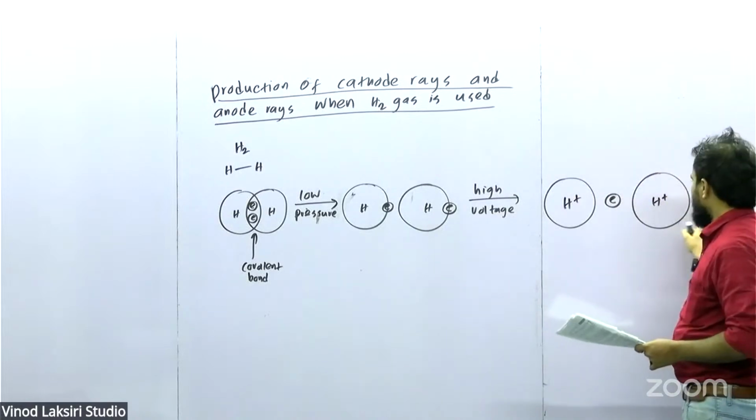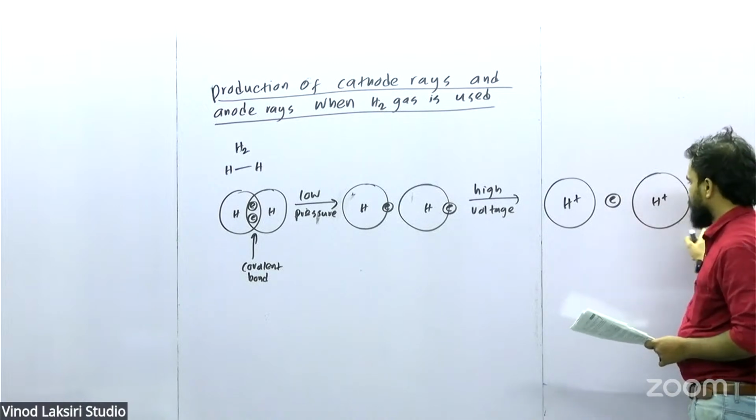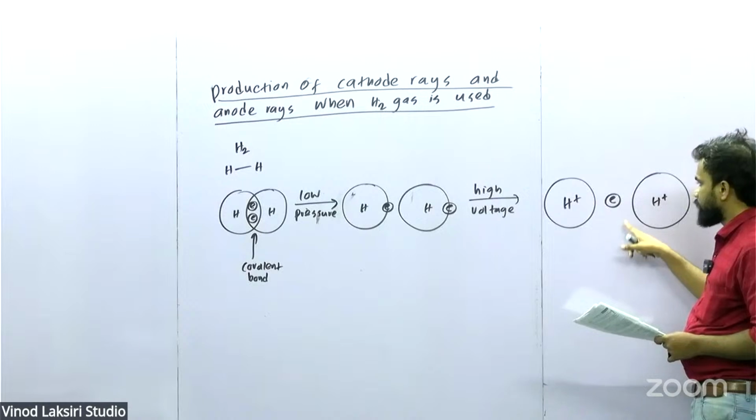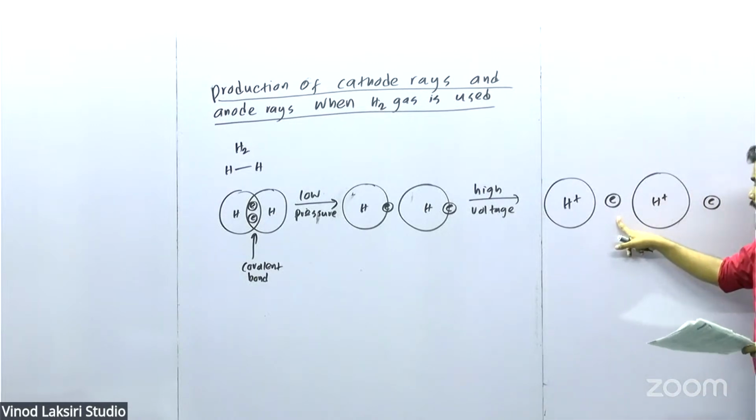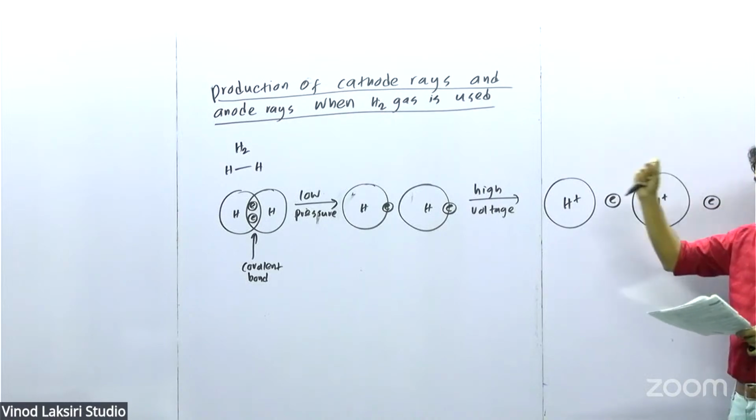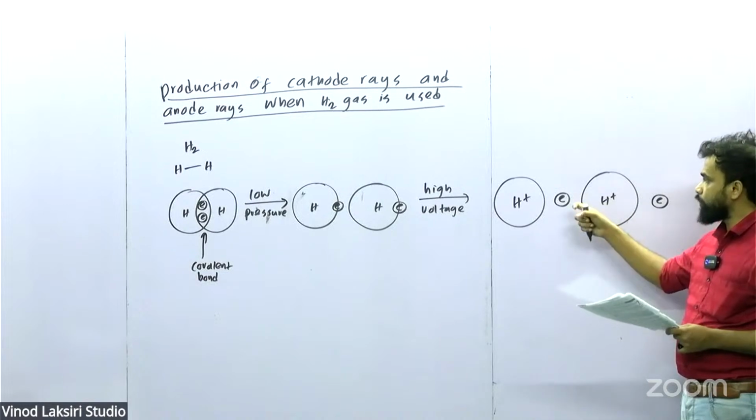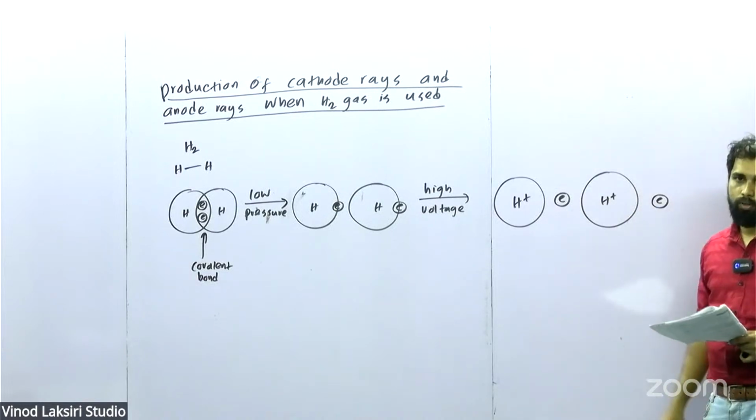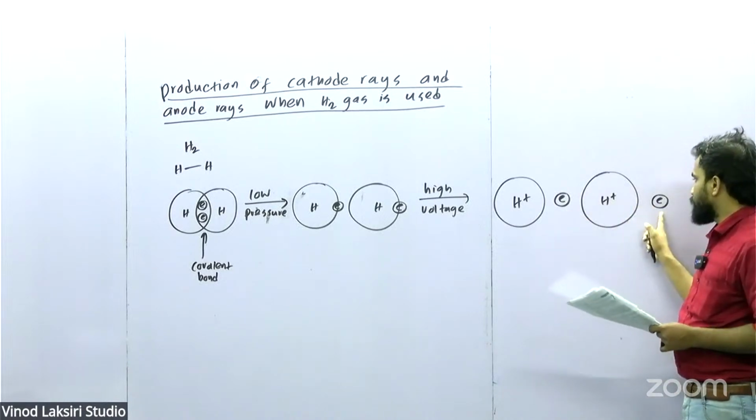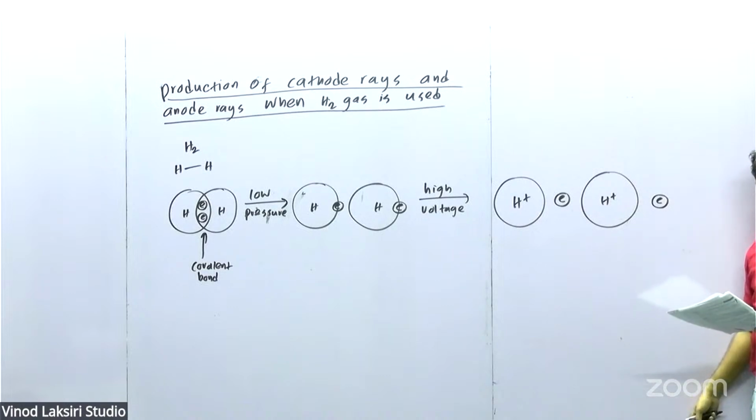So these electrons are repelled by the cathode because they are negatively charged, and attracted by the anode because the anode is positively charged. Therefore, these electrons travel from cathode to anode as cathode radiation. The movement of the electron beam we can observe as cathode radiation.